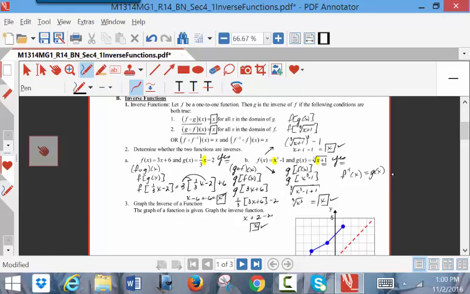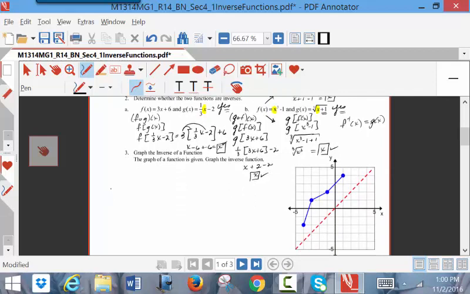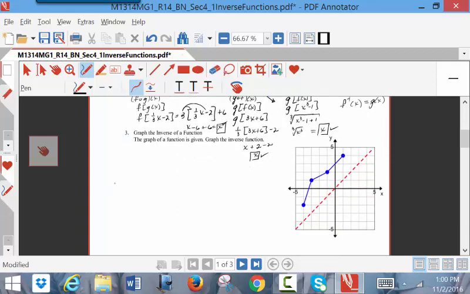I mean, somebody's giving you the functions. They just want you to algebraically see if they are inverses of each other. And in these two examples, they are. Okay, so where it really gets significant is you start looking at the graphs of a function and its inverse. So in number 3, it says graph the inverse of the function. The graph of the function is given, so graph the inverse.